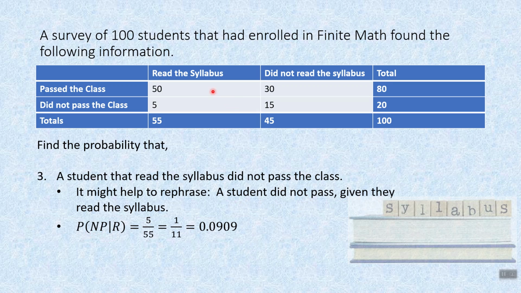We have not pass and read is 5. Just the probability that they read the syllabus is 55. Did not pass is 5, read the syllabus is 55. 5 out of 55 is 1 out of 11, which is 0.0909. So yeah, like a 9% chance of not passing the class if you read the syllabus. And I totally made up these numbers, but I'm just saying the syllabus matters a lot.